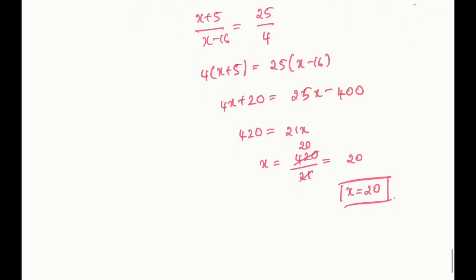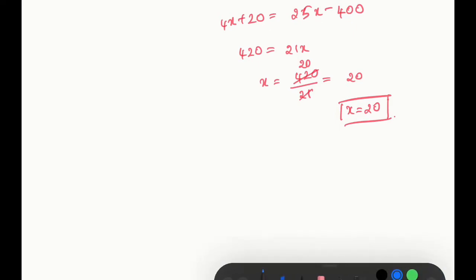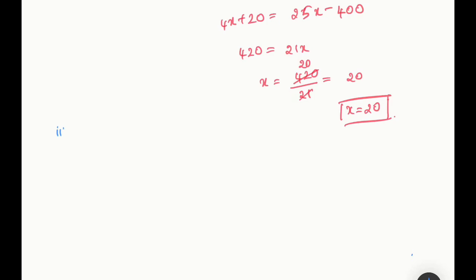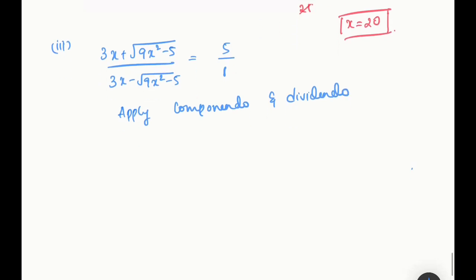So let me do one more question from this. That is the third sub question of it. Okay, third one. It's given as 3x plus root of 9x square minus 5 by 3x minus root of 9x square minus 5 equal to 5. So this 5 I can write as 5 by 1. So apply a similar way. Look at the steps, okay? So you'll get more idea on how to solve this type. Apply componendo and dividendo.